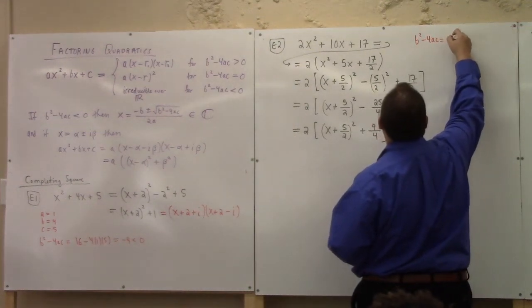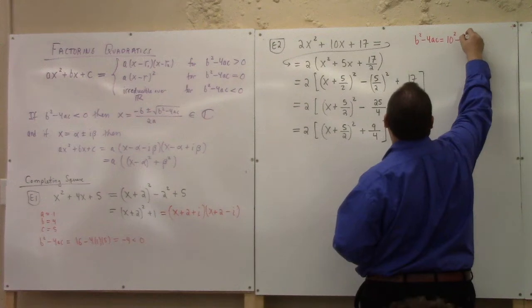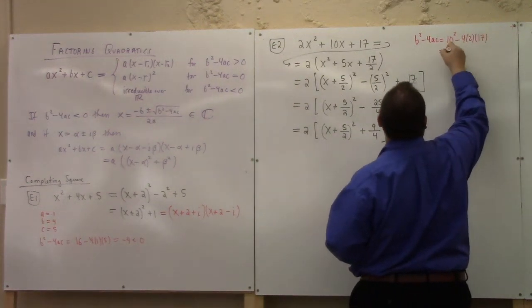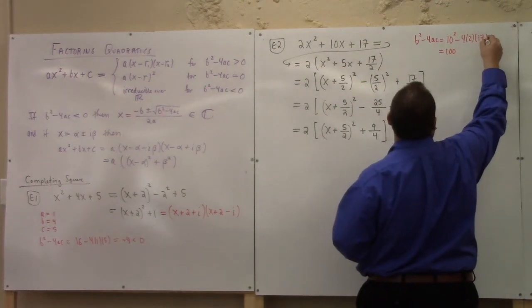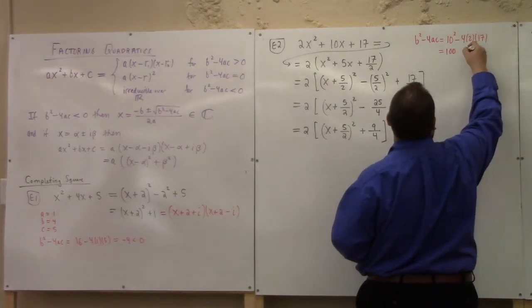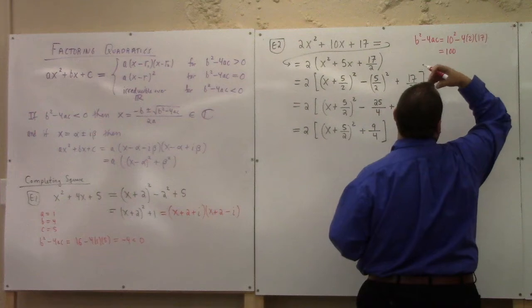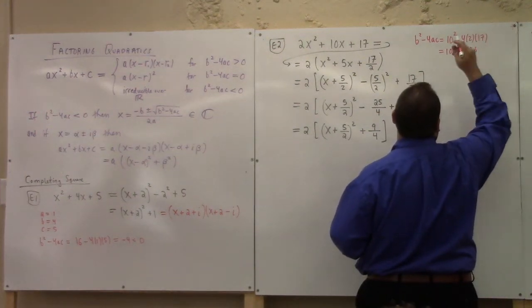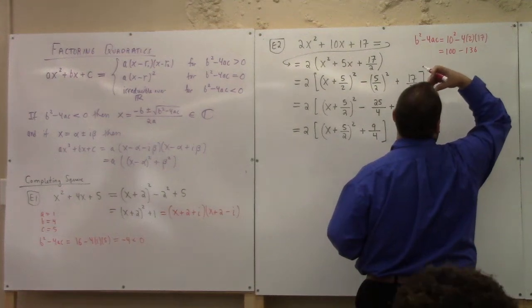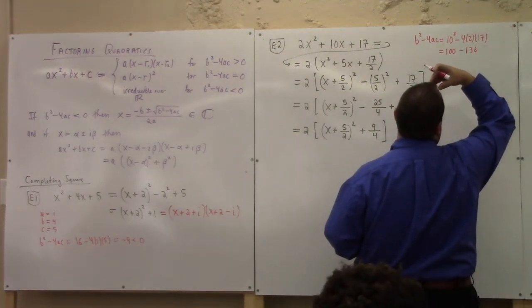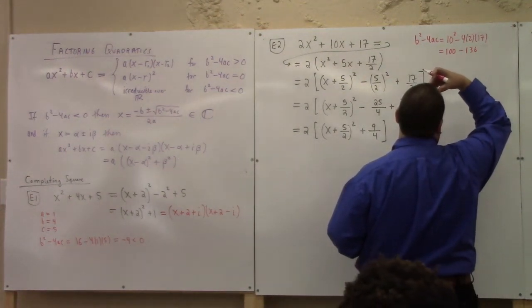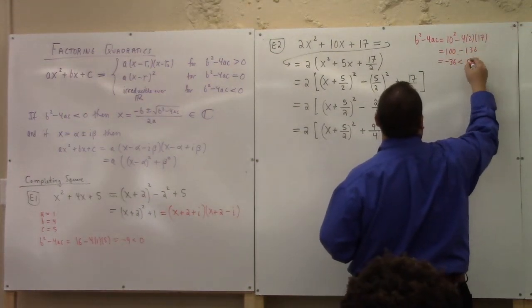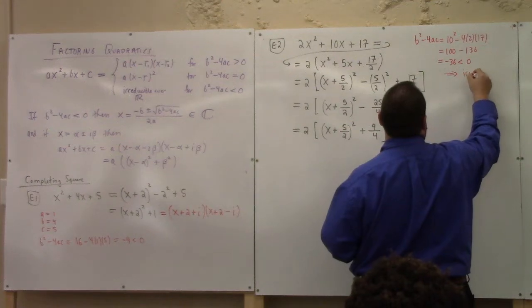It is 10 squared minus 4 times 2 times 17, which is 100 minus 8 times 17, which is 136, I don't know. Could be wrong about that. What's 80 plus 56? Yeah, 136, I think it is. So anyway, it's minus 36. It's less than 0, which implies irreducible.